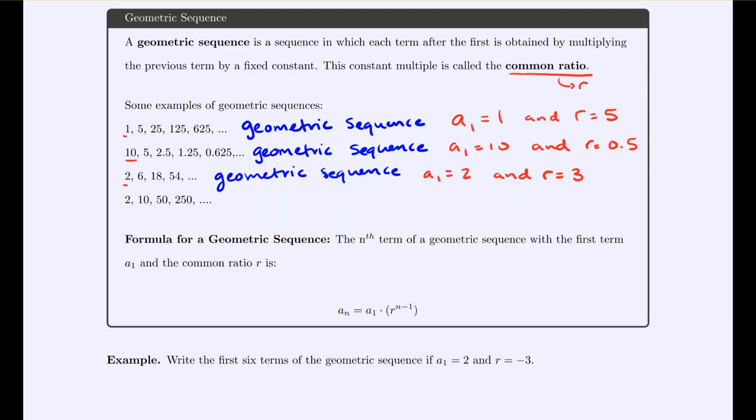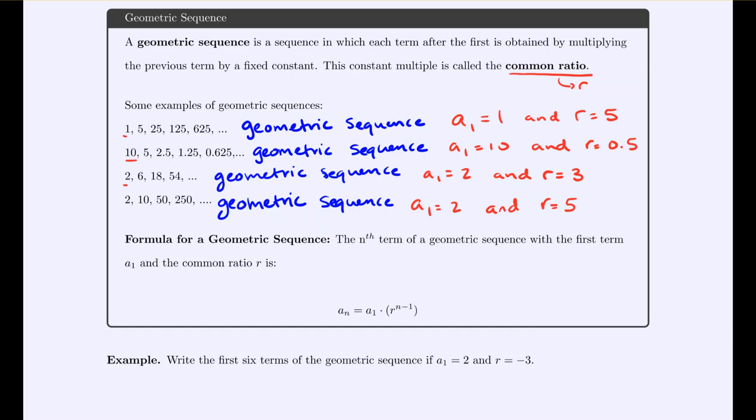Now for our final example, it is also an example of a geometric sequence where our first term is 2. And to get to each next term, we multiply by 5. That would make our first term 2, but now our common ratio would be 5. So notice that while the last two examples both start at 2, since they have a different common ratio, the next terms in the sequence are markedly different.